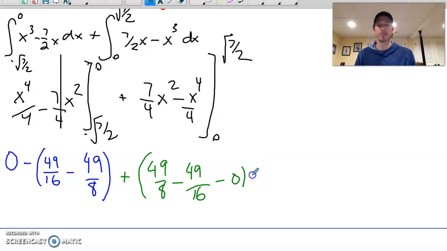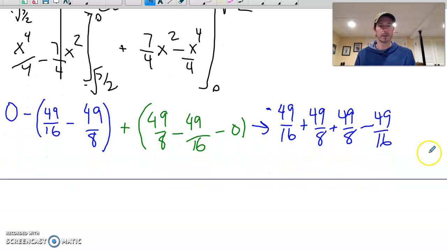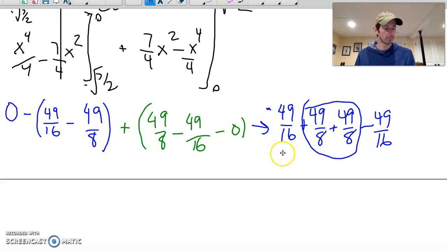to everything. So this blue part actually becomes negative 49/16 plus 49/8. This plus sign is plus 49/8 and minus 49/16. So I have a lot of pluses and minuses there, but if I were to combine like terms here, these two right here are going to be able to add up to, in essence, let's see, 180.